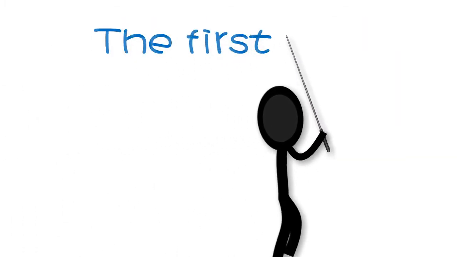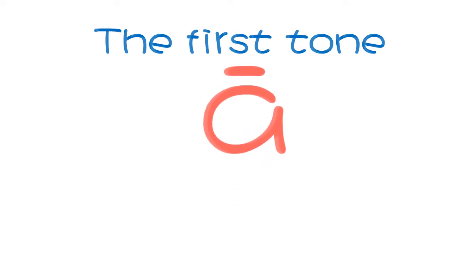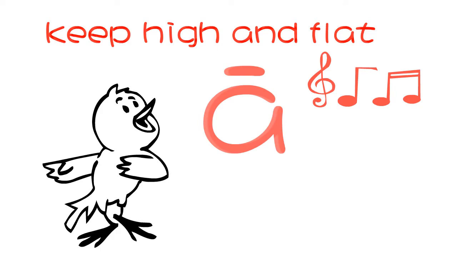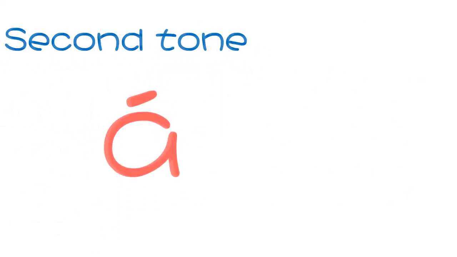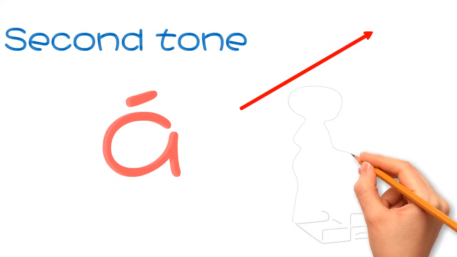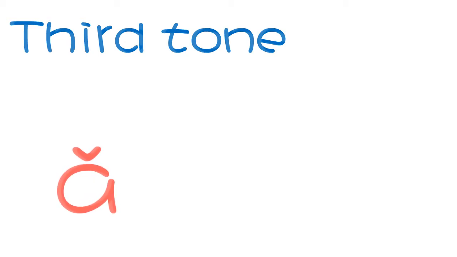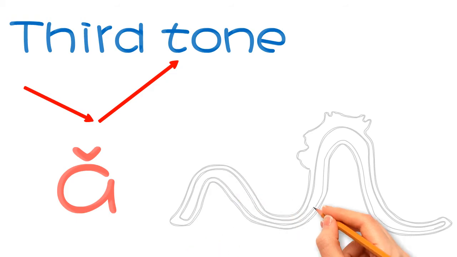The first tone is ā. To say this tone, you must keep your voice high and flat. The second tone is á. This tone requires your voice to go up, like if you were going up a ladder. The third tone is ǎ. To say this tone, your voice must go down, then up, like a train going over a valley.